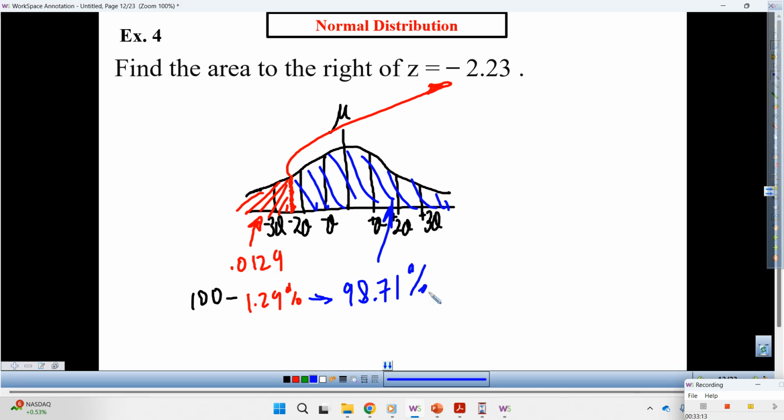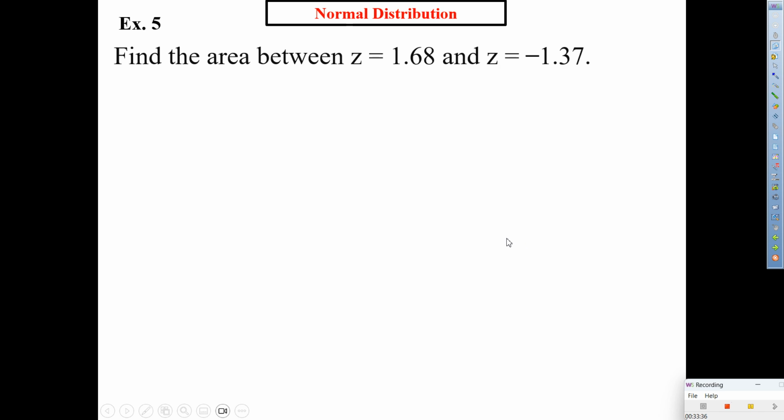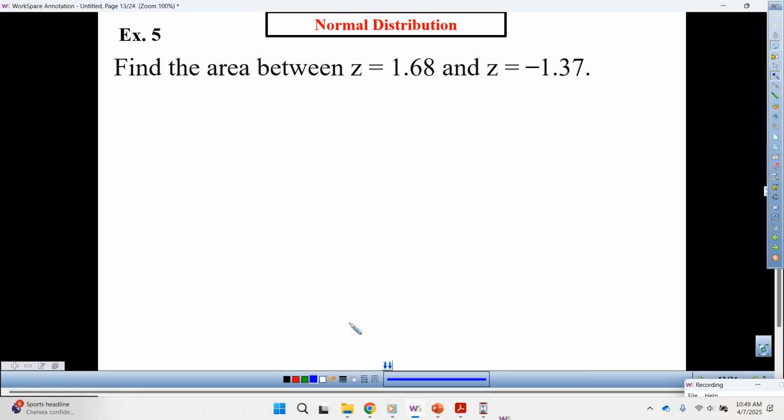From 1 to 5, how comfortable are you with this? 5, 5, 5, 5. Okay. You guys sent that in already? But what if I gave you something like this? Find the area between two z's. Copy that one, please. This will be our last one. Hurry up. Find the area between z equals 1.68 and z equals negative 1.37.